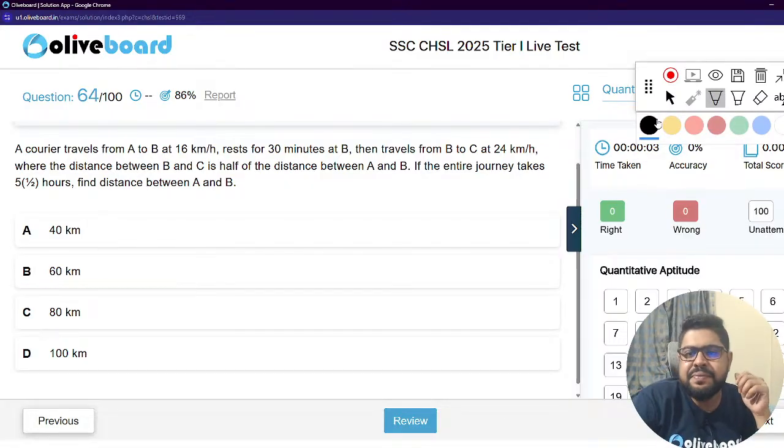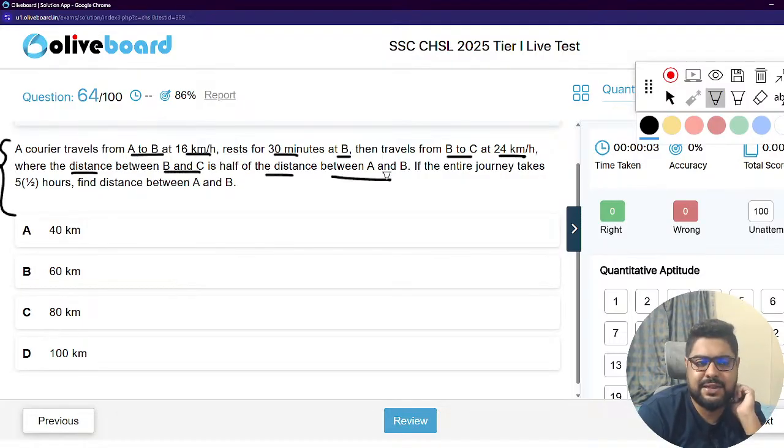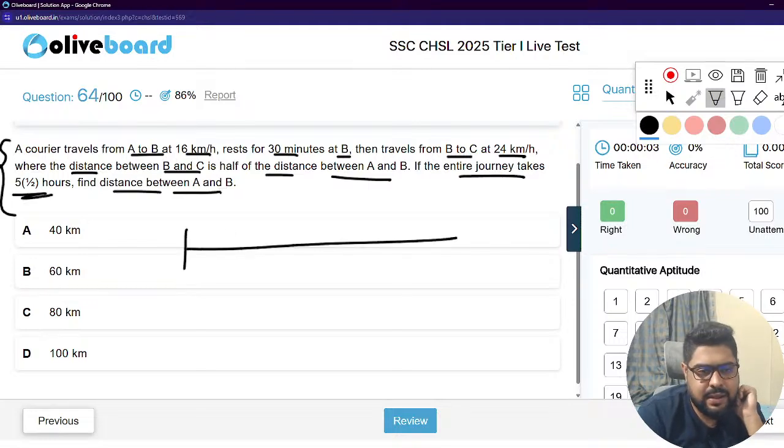Chalo. A courier travels from A to B, rests for 30 minutes at B, then travels from B to C, where the distance between B and C is half the distance between A and B. The entire journey takes this long. Sir, A, B, and C.